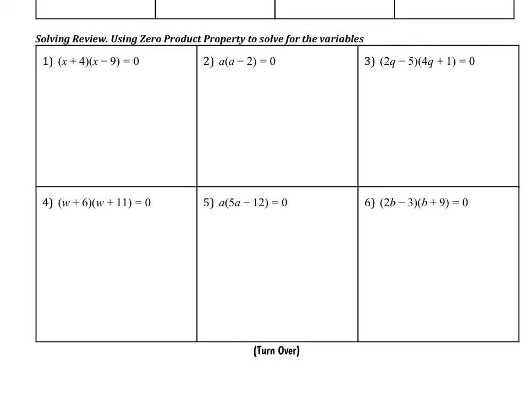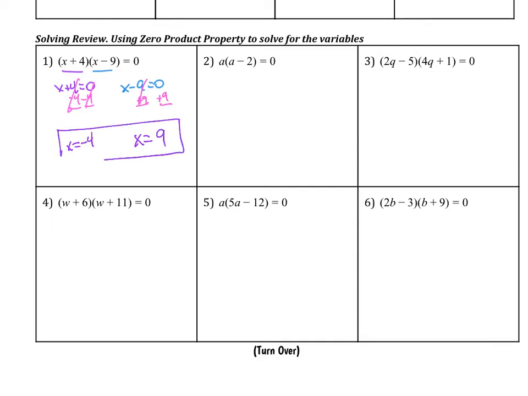So now let's solve. This is a review of using the zero product property to solve for the variable. What we're supposed to do in this case is set each piece equal to 0. So x plus 4 equals 0, and then x minus 9 equals 0. When we solve for x for each of these, on the left we subtract 4, and we notice that x equals negative 4. Then on the right, we add 9 to both sides to isolate our x, so x equals a positive 9.